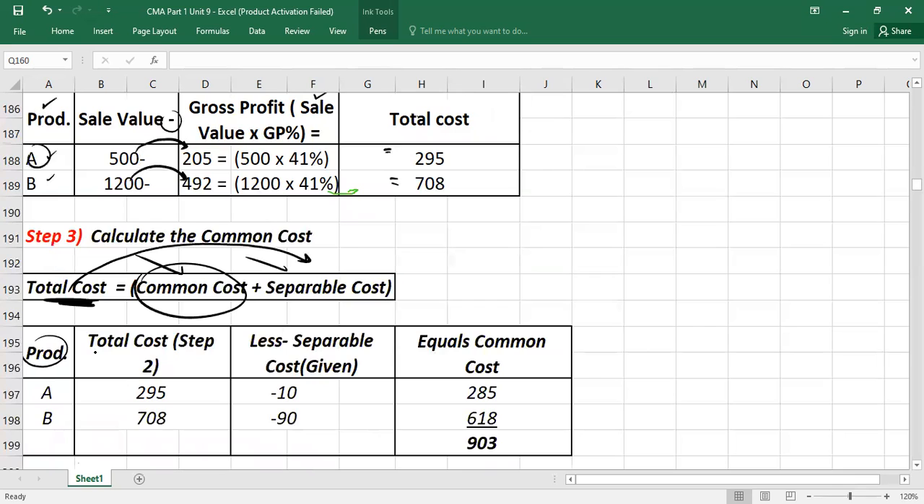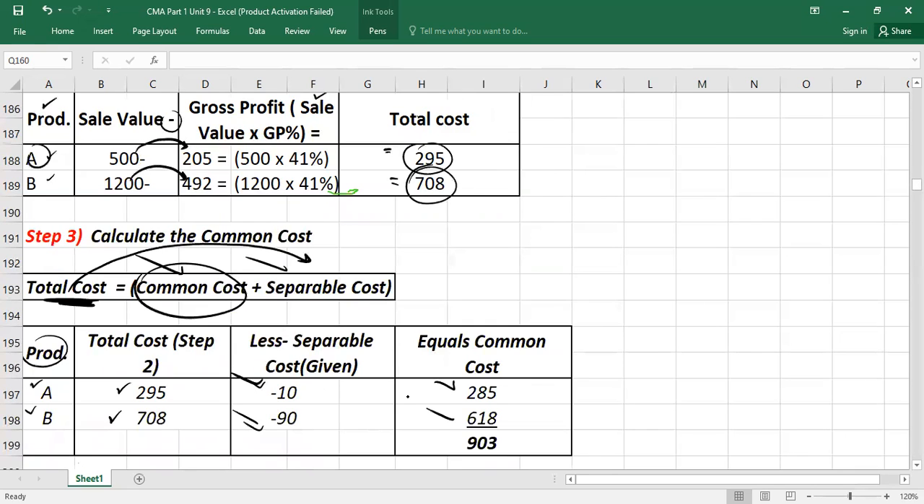Again, name a product, step 3. Product A, B. You will write here the total cost which you got from step 2. And then you will deduct here what? Less separable cost. And I assume separable cost for product A is 10, for product B is 90. I will deduct, and I will get what?